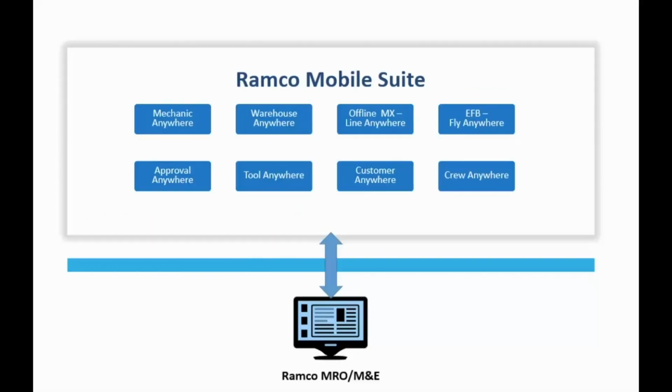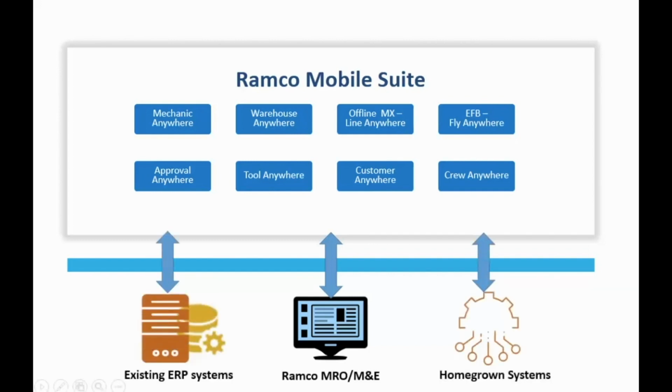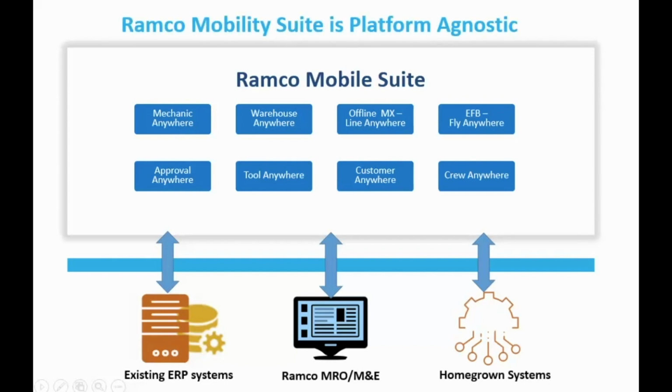What makes Ramco's mobile suite different from others is that the technology used to build these apps can be used to deploy the mobile suite on top of any other ERP systems or homegrown systems, making it platform agnostic. So while you have your decade-old ERP running in the background, Ramco's mobile suite can give a facelift to your overall IT landscape without having to completely revamp what's existing.